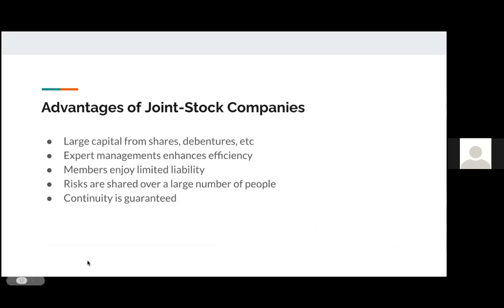So what are the advantages of this type of company compared to, say, the other two that we've looked at?